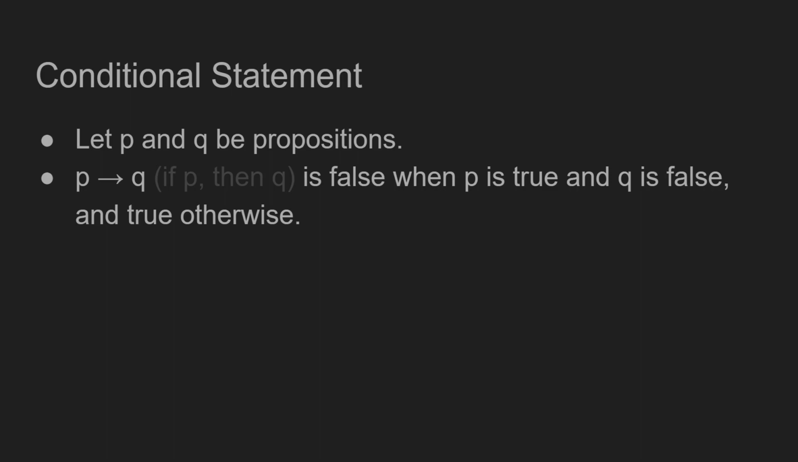Let P and Q be propositions. The conditional statement is denoted by if P then Q. It is false when P is true and Q is false. Otherwise, it is true.